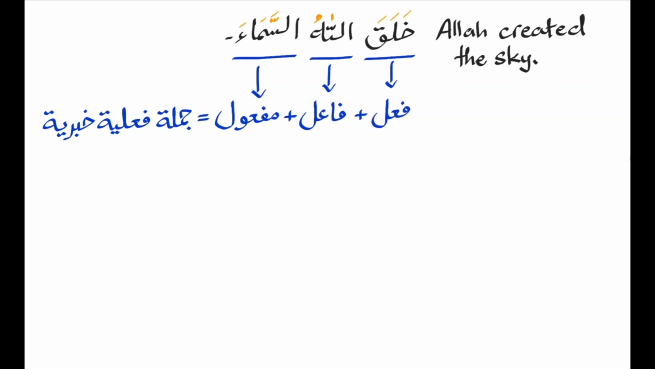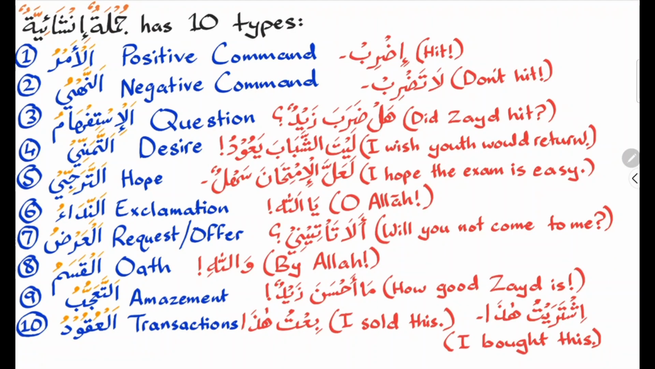Now let's move on to Jumla Insha'iyya, because we learned previously that there are two types of sentences, Jumla Khabariyya, and we covered the two types of Jumla Khabariyya. Now we move on to Jumla Insha'iyya. Jumla Insha'iyya has 10 types, and we're quickly going to go over all of these 10 types. Keep in mind that these are all the types of sentences about which you cannot really say that they are either true or false. What you see on the screen here are the 10 types of Jumla Insha'iyya.